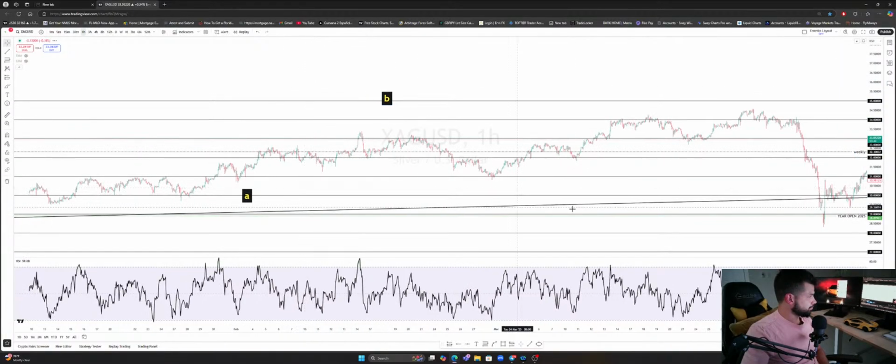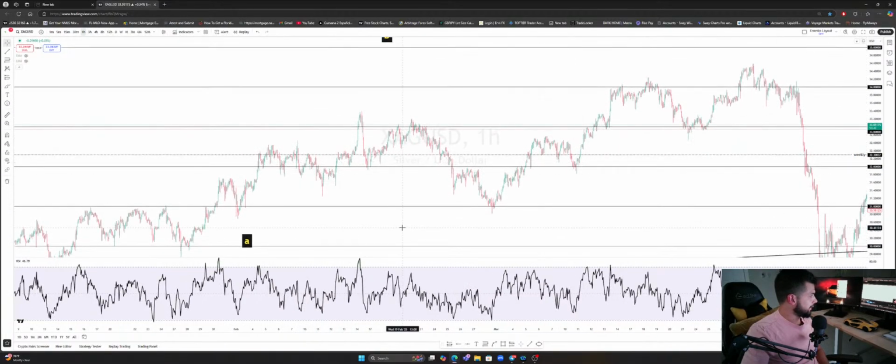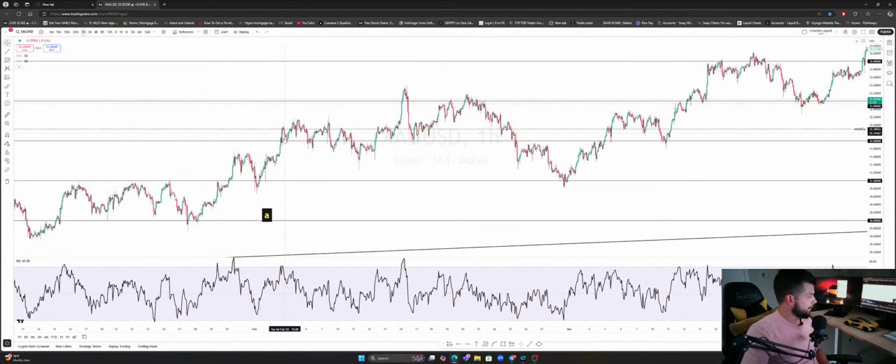So I'm seeing this pullback to the top, right? So we have higher lows, and of course we have higher highs. And I want to see how this uptrend is going to continue.